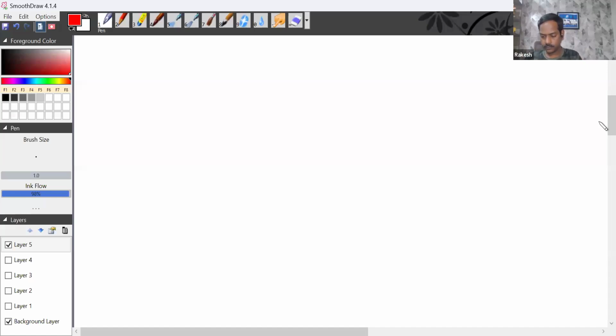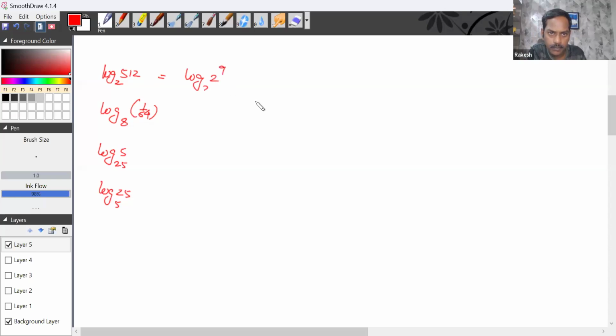Now, let us solve some logarithm questions again. We have to get the value of log of 512 to the base 2. Next is log of 1 by 64 with base 8, log of 5 with base 25, and log of 25 with base 5. Let's do that. We can apply the logic. We know that 512 is 2 to the power 9. So I can write it as log of 2 to the power 9 with base 2.